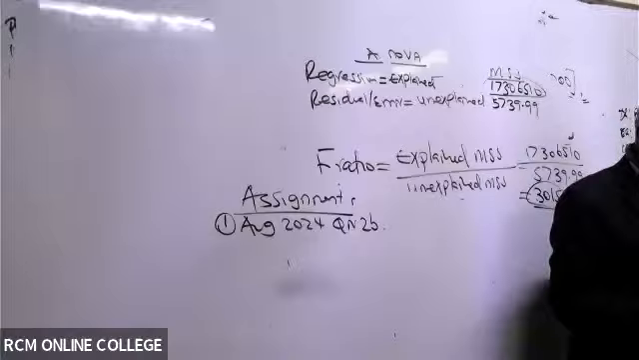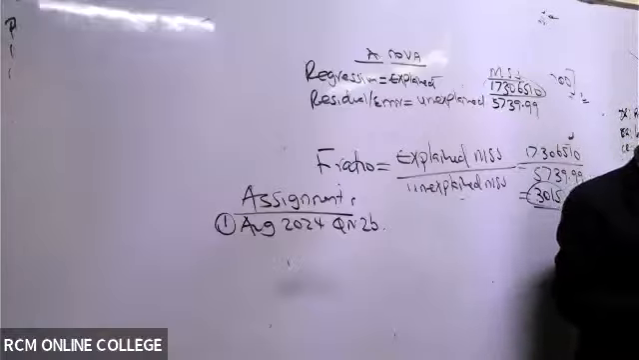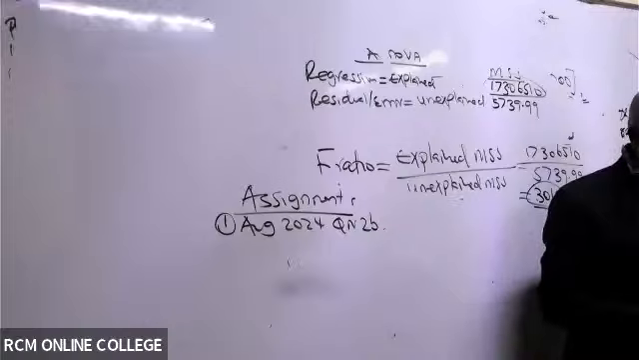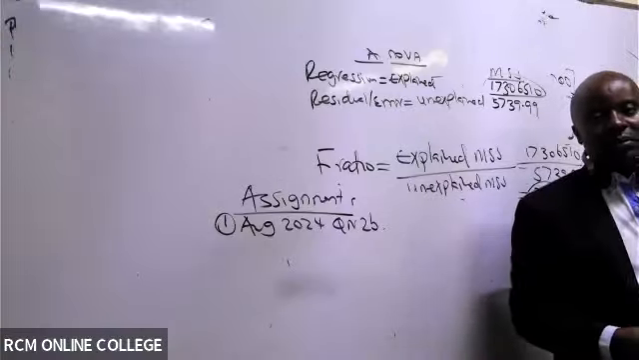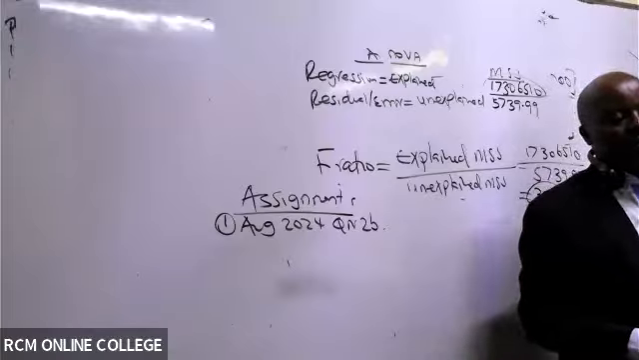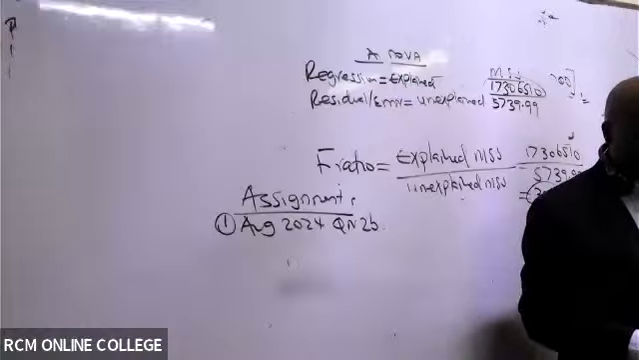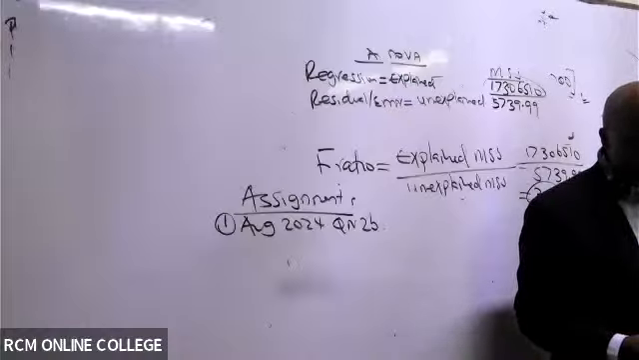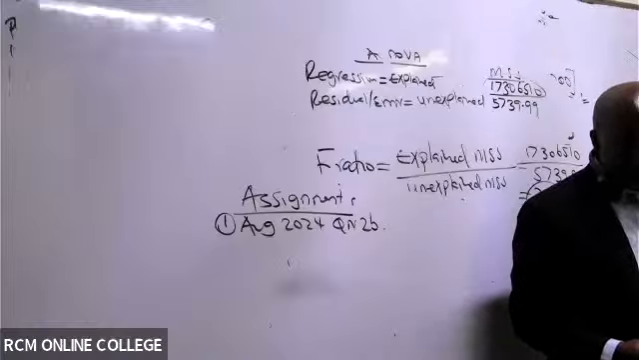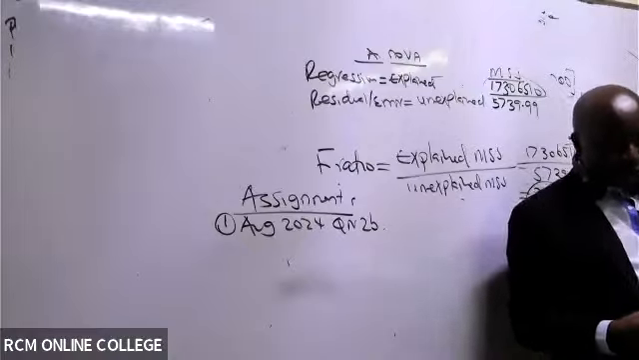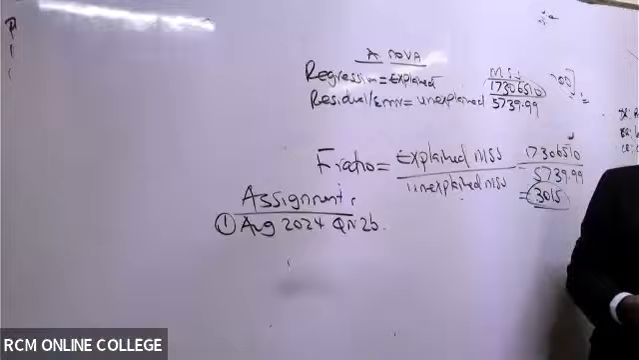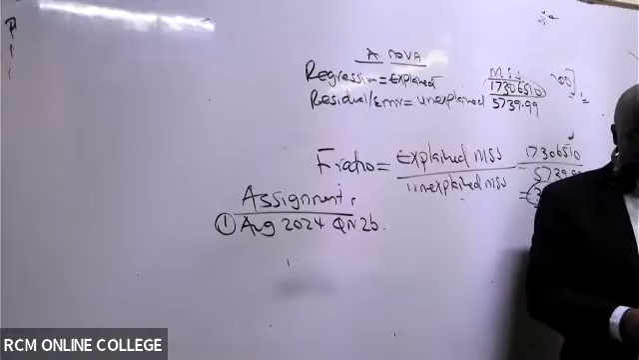Under August 2024, question number 2B, they gave us so many unknowns. Number one, they told us to write down the linear regression equation model, and then find the missing values of XA, XB, XD, XE. It's just similar to what we have done here. So you'll end up getting so many marks without even knowing what you're doing. So this is assignment number one, and that has to be done.